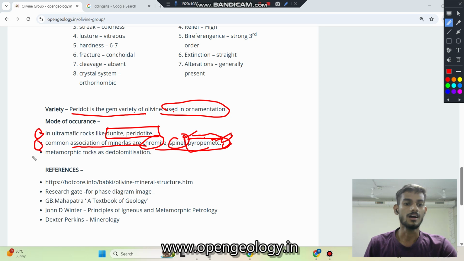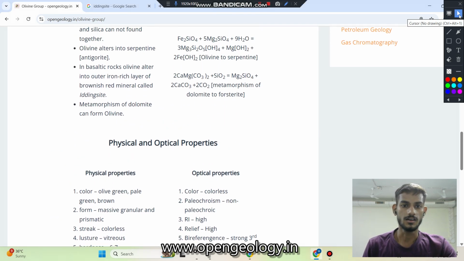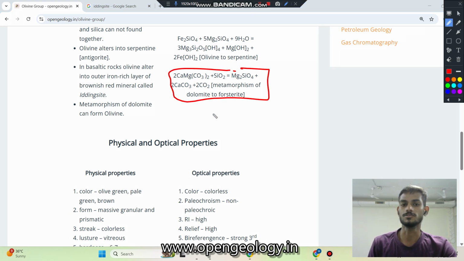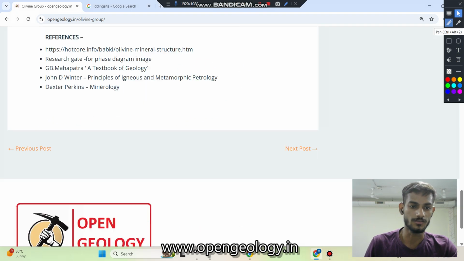Then metamorphism of rock as dolomitization, as we already saw in this reaction. So this is how the metamorphism of dolomite will produce forsterite. So these are the important reactions of the olivine group of minerals.